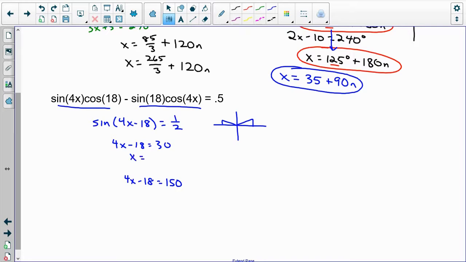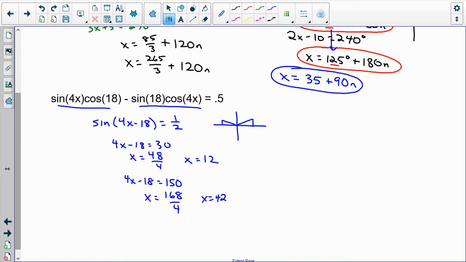So when I solve this, I get x equals 48 over 4, which I can simplify to 12, or x equals 168 over 4, which I can also simplify to 42. So I have 12 and 42.